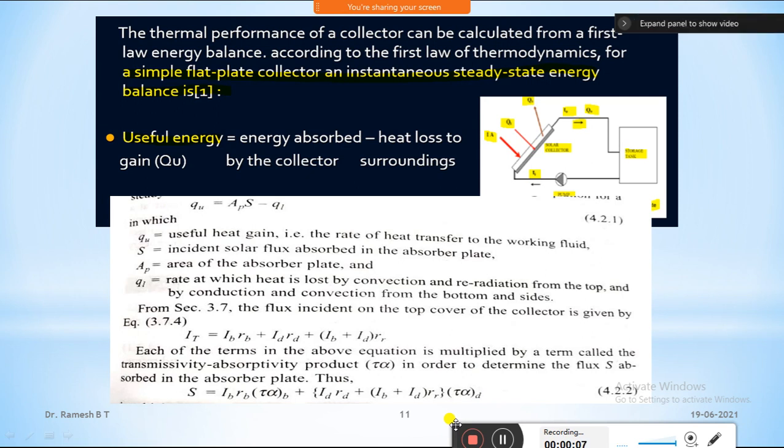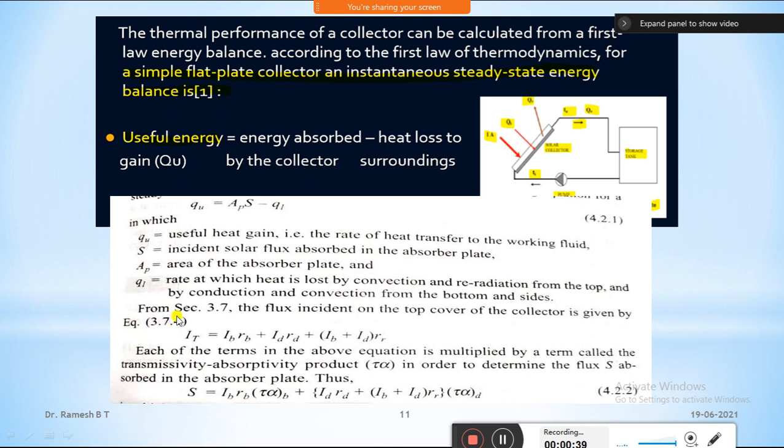Very good morning. In the last class, we discussed the energy balance equation. That is, useful energy gain is equal to energy absorbed by the collector minus heat loss to the surroundings. That equation is given by Qu equals Ap S minus Ql. Ql is the heat loss, Ap is the absorber area, and S is the intensity of the solar flux absorbed by the absorber plate.